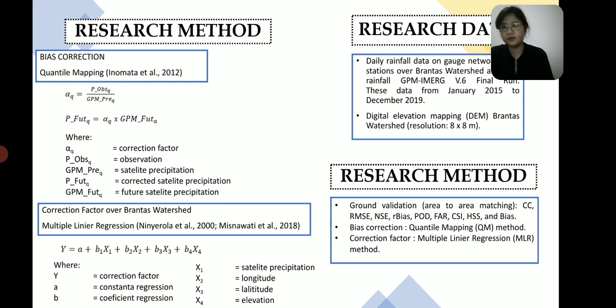For the research method, ground validation includes coefficient of correlation, root mean square error, Nash-Sutcliffe efficiency, relative bias, probability of detection, false alarm ratio, critical success index, Heidke skill score, and the bias. For the bias correction, we use the quantile mapping method, and for the correction factor over Brantas, we use the multiple linear regression method. These methods follow some of the most acknowledged methods cited in the literature used for ground validation and correction of satellite products.